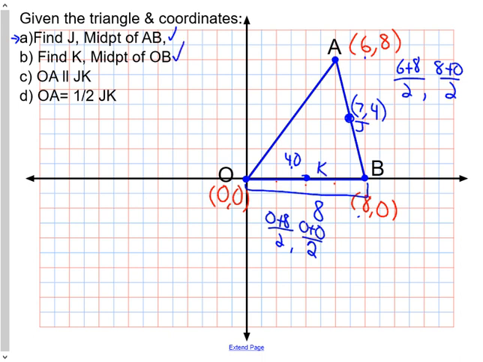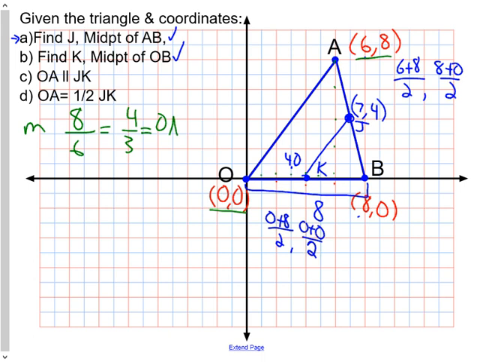Now we need to show that OA is parallel to JK. So we're going to need to find slope a couple times here. Starting off, let's find the slope using the points they gave us. Finding the slope between these two would simply be counting: 6 over, and then up 2, 4, 6, 8. So we went up 8 over 6. My slope here is 4/3 for the line OA.